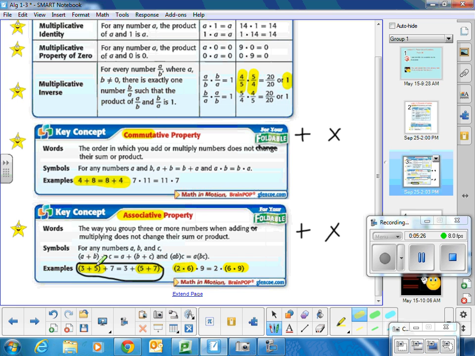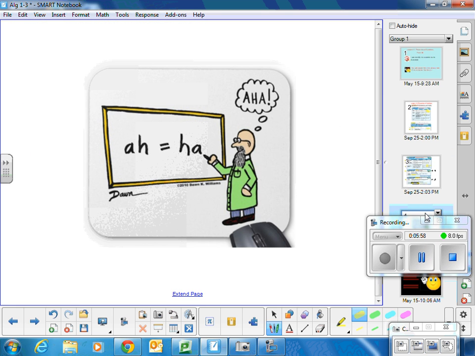3 plus 5 is 8, and 8 plus 7 is 15. Over on this side, 5 plus 7 is 12, and 12 plus 3 is also 15. So we can change our grouping and still get the same answer. Notice the numbers have not moved. 3, 5, 7, 3, 5, 7. The numbers are still in the same spot. I've just changed what's being grouped together. That's the associative property, or you're changing the grouping. There's one of those aha moments.